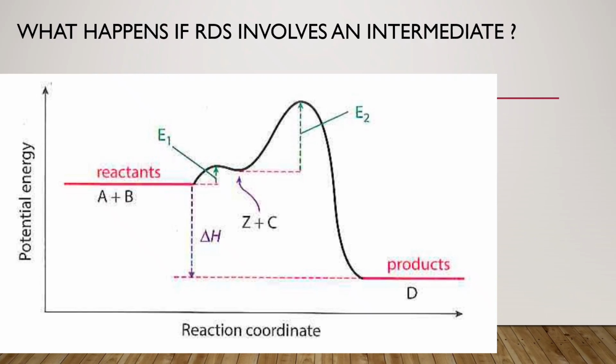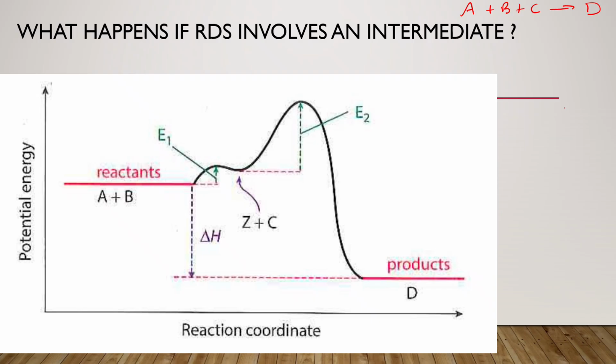So the previous example we saw was a fairly simple one, and that's because the first step itself was the rate determining step. But what if in a multiple step reaction the first step is not the rate determining step and you have an intermediate involved? So let's see one example here. So we have a reaction, again A plus B plus C giving you D.